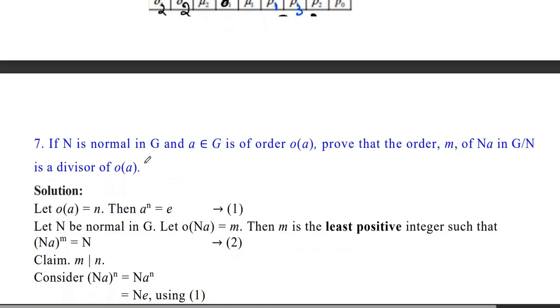Next we have, if N is normal in G and A in G is of order of A, then we have to prove that the order of NA in G mod N is a divisor of the order of A.